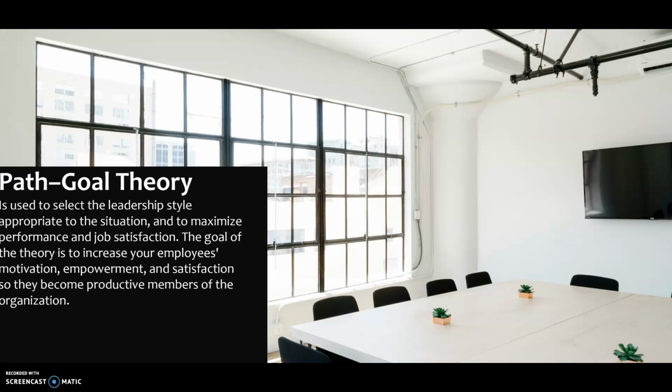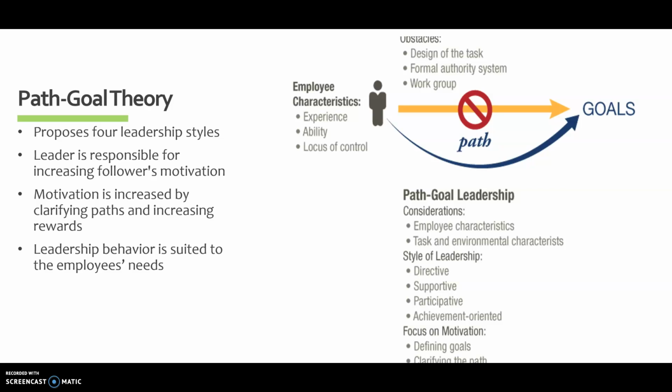The next one is path goal theory. This theory selects the leadership style appropriate for the situation to maximize performance and job satisfaction. The goal of the theory is to increase your employees' motivation, empowerment, and satisfaction so they can become more productive members of the organization. Some elements of path goal theory: it proposes four leadership styles. The leader is responsible for increasing followers' motivation. Motivation is increased by clarifying paths and increasing rewards. Leadership behavior is suited to the employee's needs.